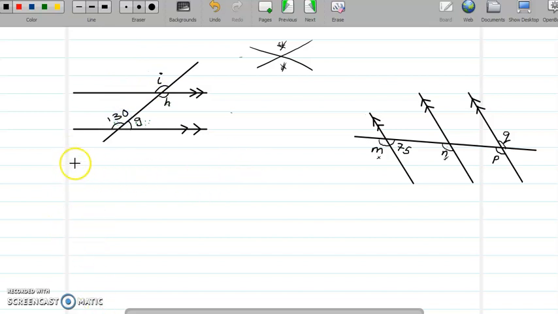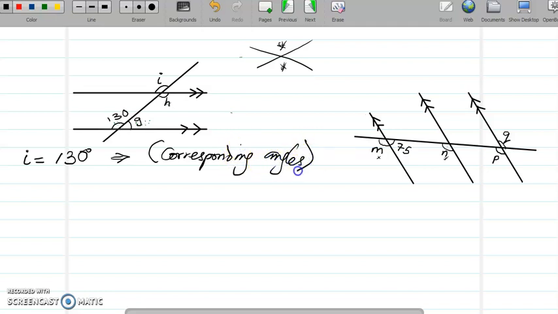We have many ways we can use in solving this, but the easiest way now, I have that I is equal to 130 degrees. Reason, they are what we call the corresponding angles. Fine and good. What again? This and this, you see that? H is equal to 130.